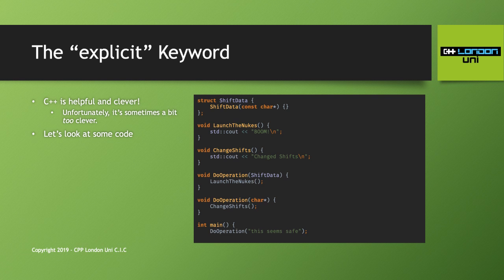So now we have our int main, the entry point of our program. We call do operation, and we have a string. So what do you think it's going to call? Is it going to call this one that launches the nukes, or is it going to call this one that takes a char star and just changes shifts? This means this is a character array, an array of characters. Seems harmless. So what do we think will happen?